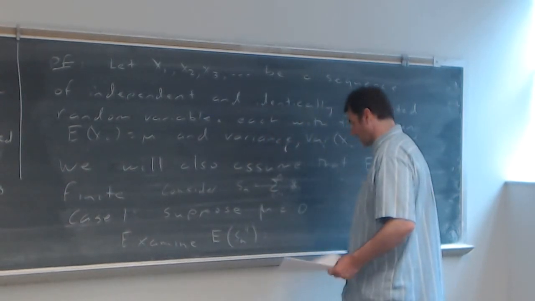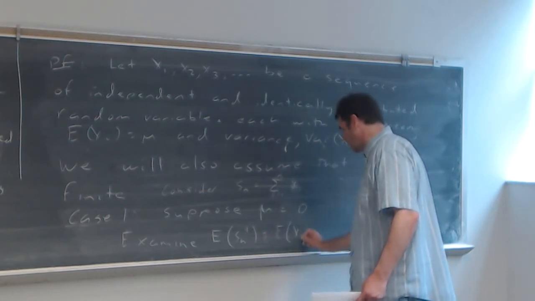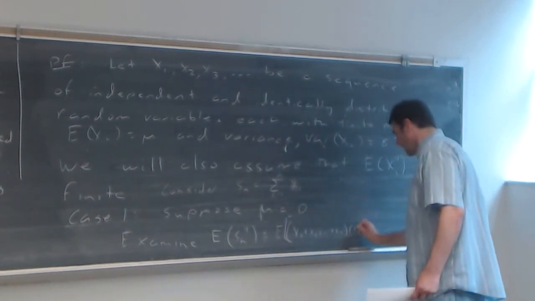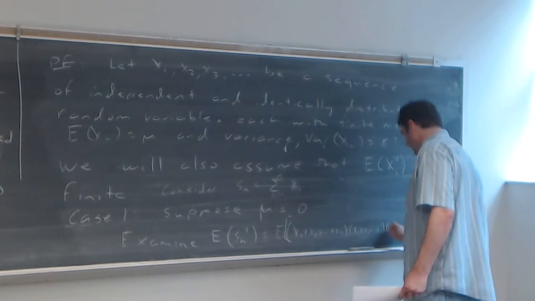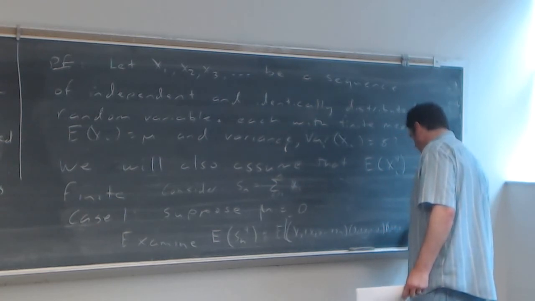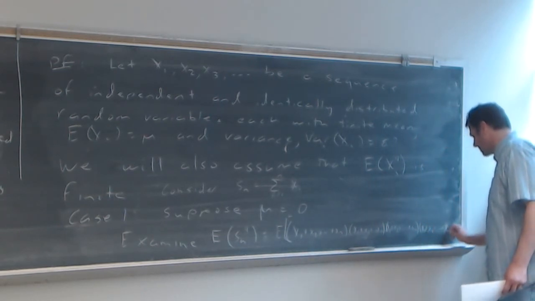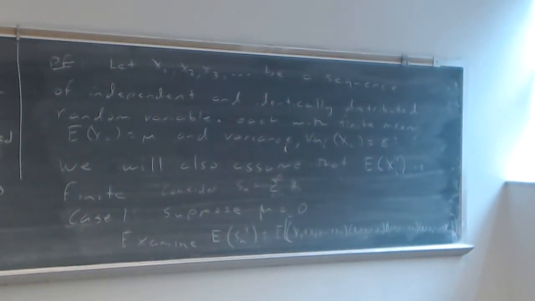So, what is that? Well, that's equal to the expected value of (X1 plus X2 plus all the way to Xn) times (X1 plus X2 plus all the way up to Xn) times (X1 plus X2 plus all the way up to Xn) times (X1 plus X2 plus all the way up to Xn). All those will be multiplied together to take the expected value. If you multiply all of that out and try to take the expected value, you can break up the expected value of the sum into the sum of expected values.